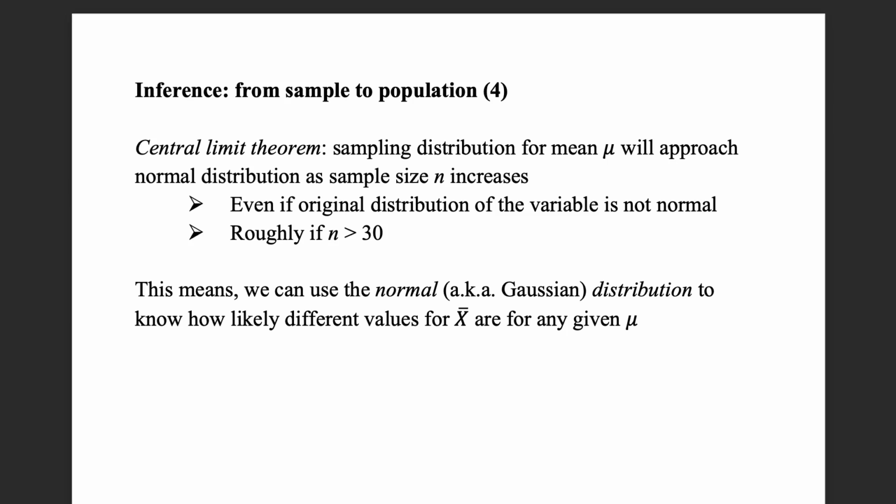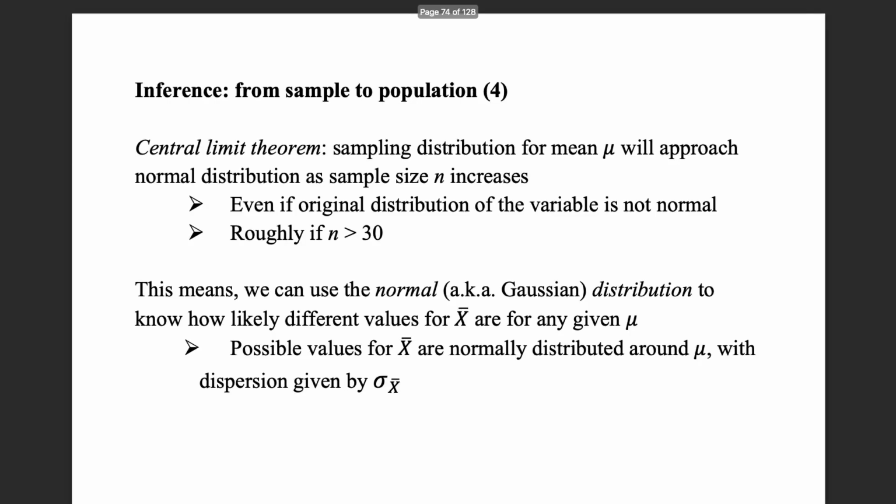That's the reason why this is sometimes referred to as the Gaussian distribution. But because we know what the distribution looks like exactly, we can also exactly pinpoint how likely different values for the sample mean that we observe are for a given population mean. That's awesome, because now we know that possible values that we could take for our sample mean will be normally distributed around our population mean mu, and the dispersion of that distribution, so how spread out that normal distribution is, can be described by our population standard error.